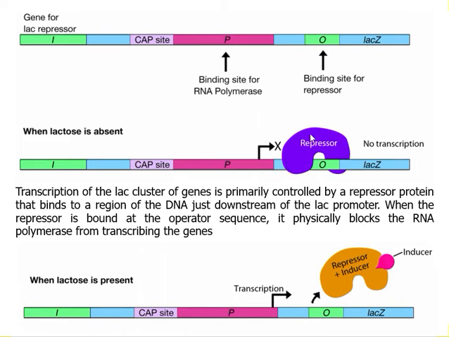So, when this repressor is bound at this region, the operator, even if the RNA polymerase comes and binds to the promoter, it cannot move forward. So, it is physically blocking the RNA polymerase from transcribing the genes. So, that is how a repressor protein behaves.